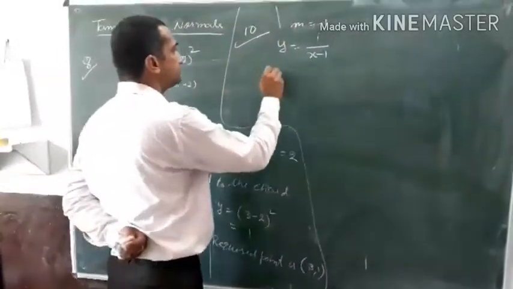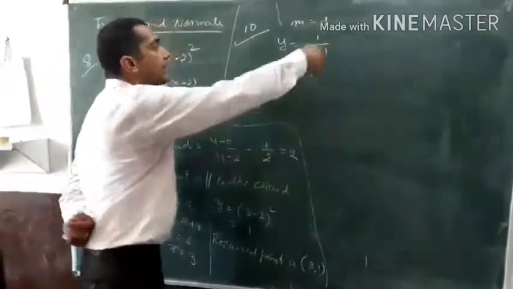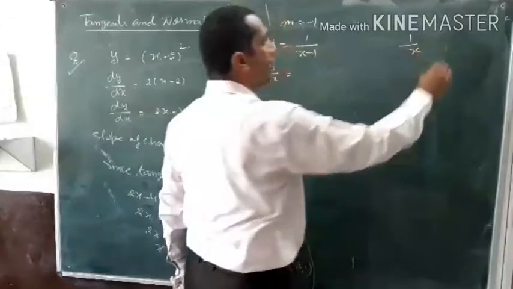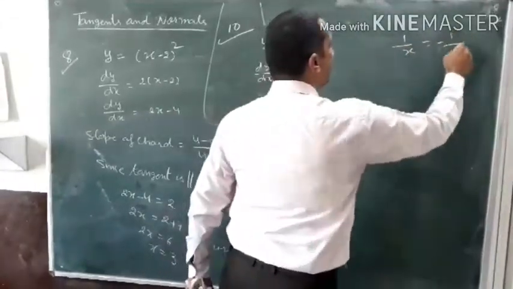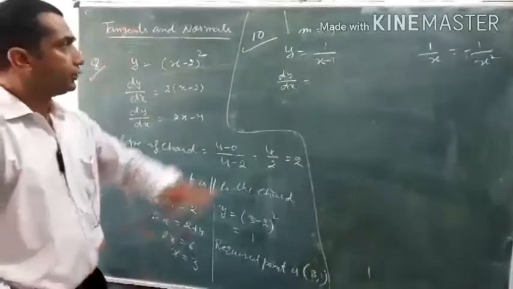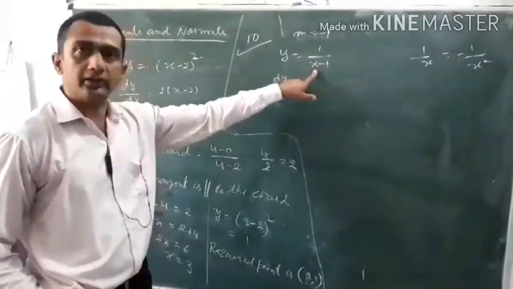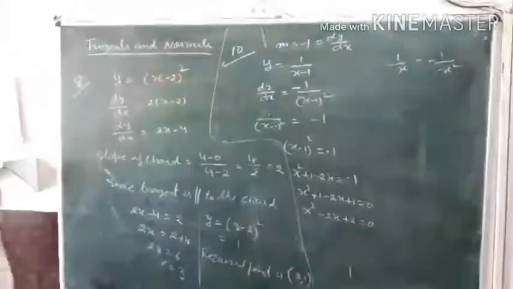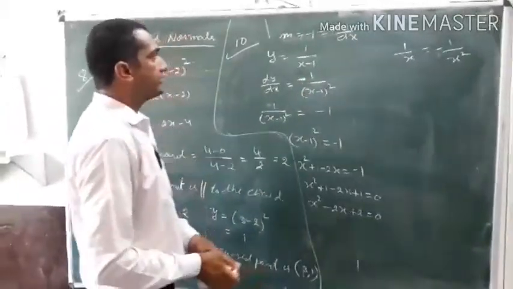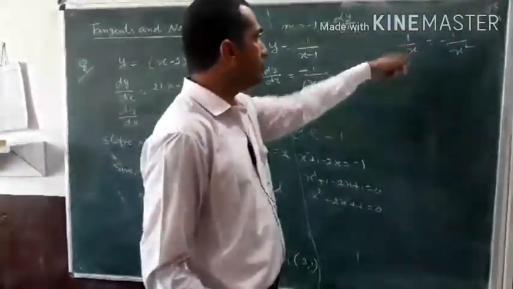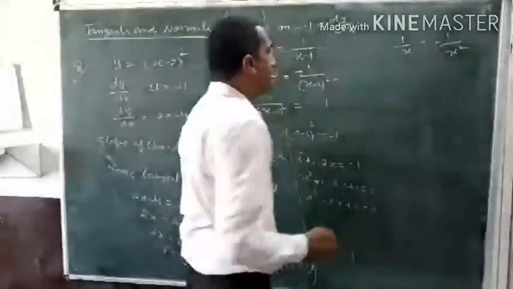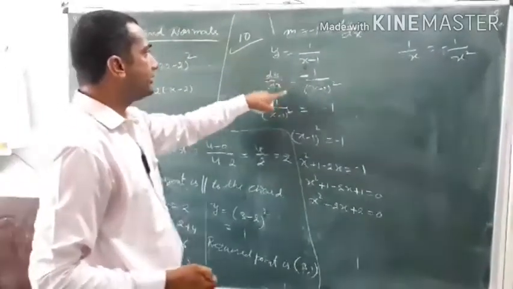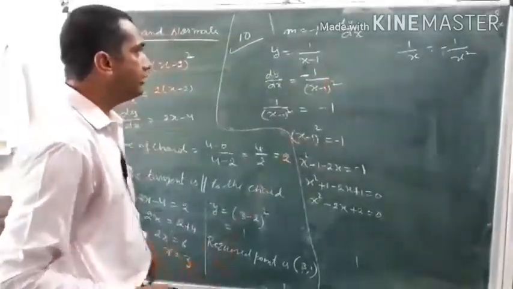And you know that dy over dx. Okay, now whether you apply the quotient formula, or if you already know the derivative of 1 by x, the derivative of 1 by x will be minus 1 over x square. So here in place of x we have x minus 1. So dy over dx will be minus 1 over (x minus 1) whole square.